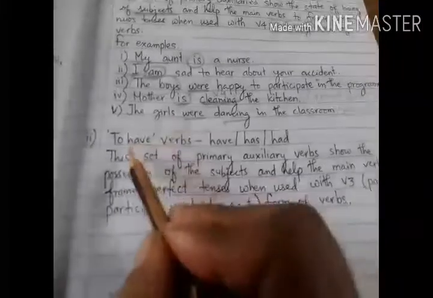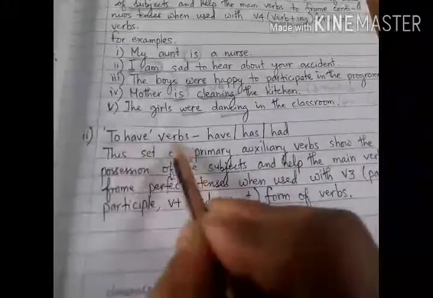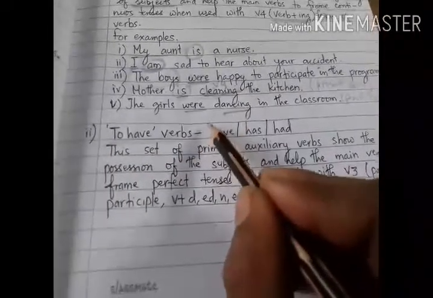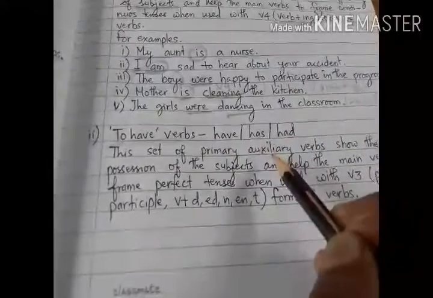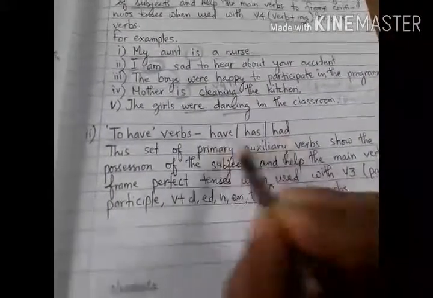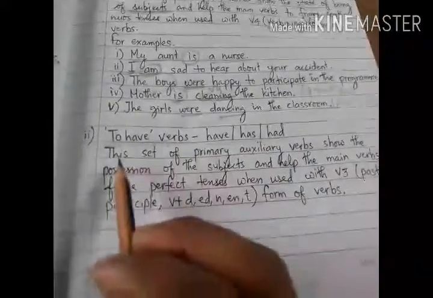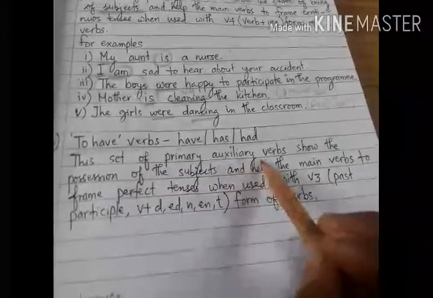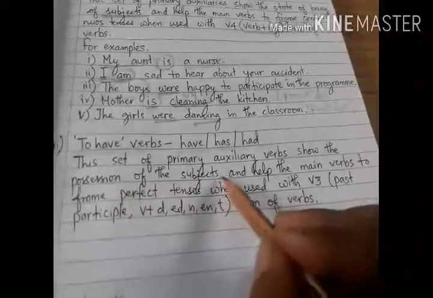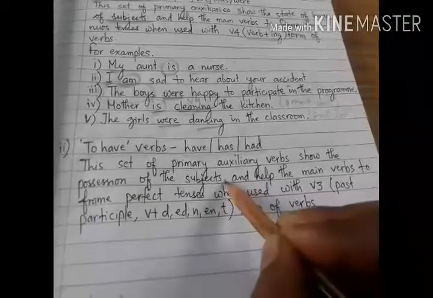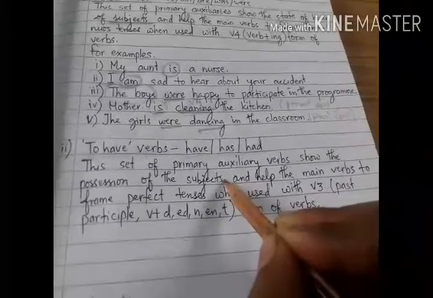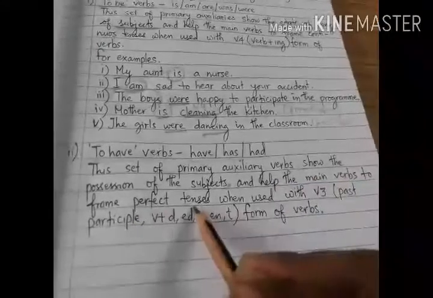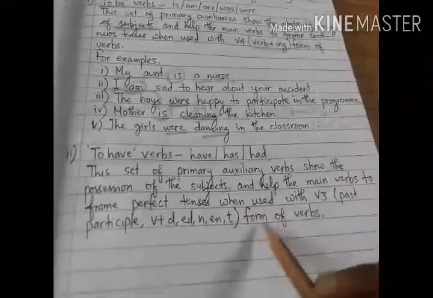Now to have verbs. So to have verbs are also one of the groups of these primary auxiliaries. So in to have verbs we have, has, had. These three verbs are the group of to have verbs. So what are the main functions of to have verbs? This set of primary auxiliary verbs show the possession of the subjects. So सब्जेक्ट के पास क्या है, क्या था, सब्जेक्ट क्या पोजेस करते हैं, क्या पोजेस करता था, ये हमें to have verbs बताते हैं. And help the main verbs to frame perfect tenses when used with V3 form of verbs.